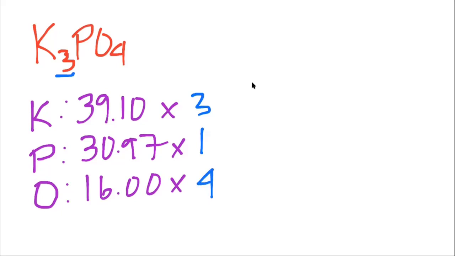So now, at this point, you would need a calculator, because we would need to multiply these. The phosphorus is pretty easy. Obviously, it's going to stay the same. So I can go ahead and write that one, 30.97.